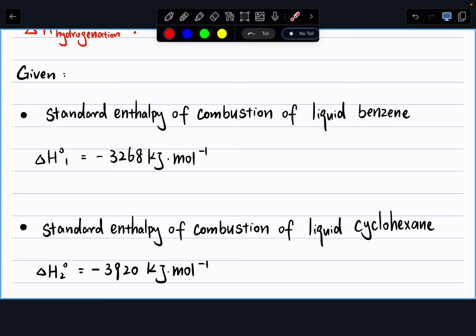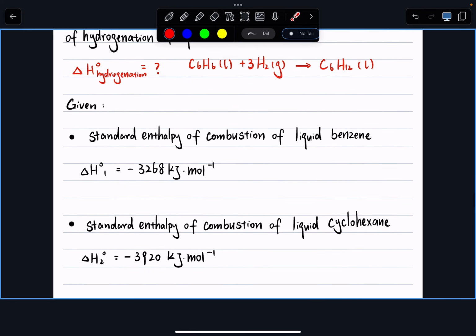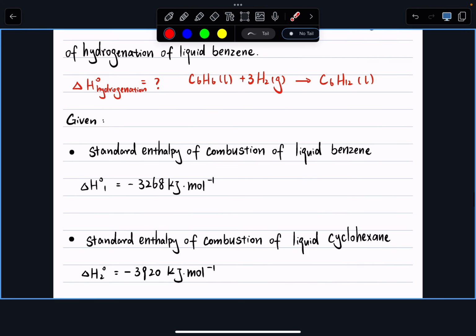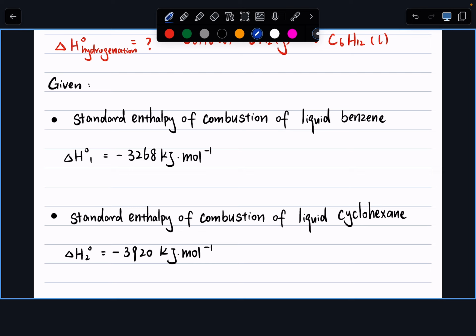Actually, I have only 6 minutes, so I don't want to start a new topic. Let's just set this up and see what exactly I mean. For this question, the reaction we're trying to build here is a hydrogenation reaction, and we look at what we have. For example, we could say the standard enthalpy of combustion of liquid benzene. That means you want to write out the actual reaction of each statement.